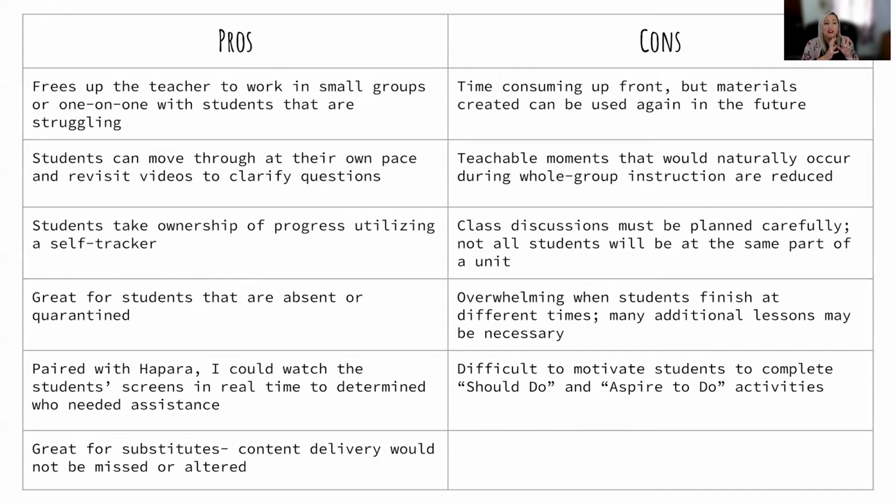They can go back and revisit videos to clarify any questions that they may have. They do take ownership of their progress utilizing that self tracker. It's great for students that are absent because they can access Google Classroom at any time and complete the assignments that they need to be working on. So, in our case, if we have a student that's quarantined for 5 days, during those 5 days, if they're not feeling bad, they're able to continue their work just like the students that are in person.